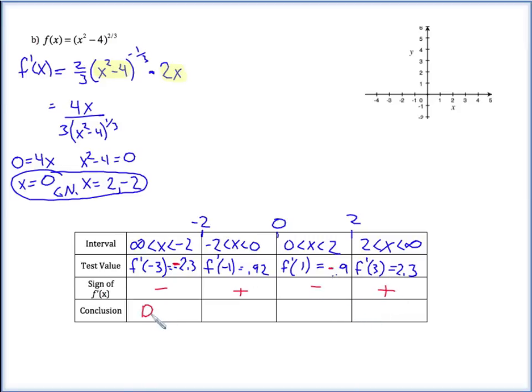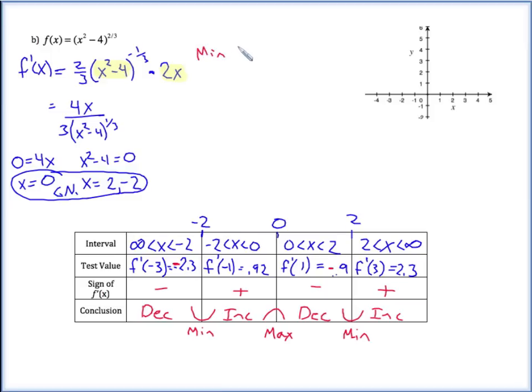So that means it's decreasing on this interval, increasing, decreasing, and increasing. And I always just like to draw the picture. So decreasing to increasing, increasing to decreasing, and decreasing to increasing. So this is our min, this is a max, and this is a min right here. Okay, now we just have to do a little bit of work substituting these values back in.